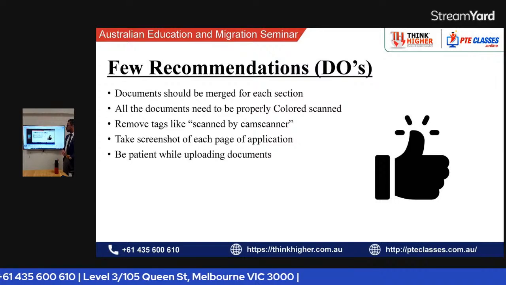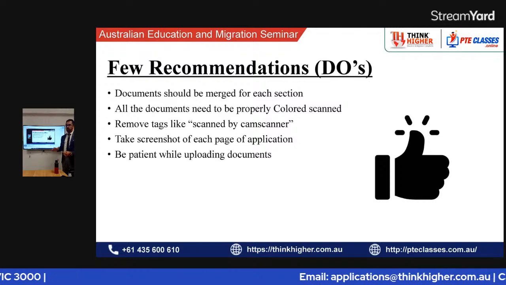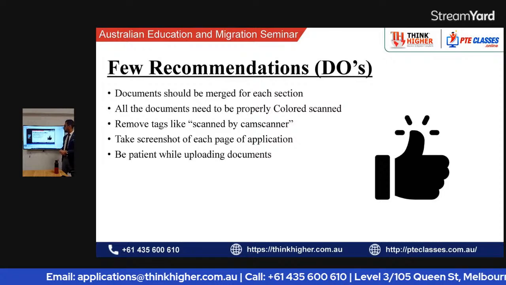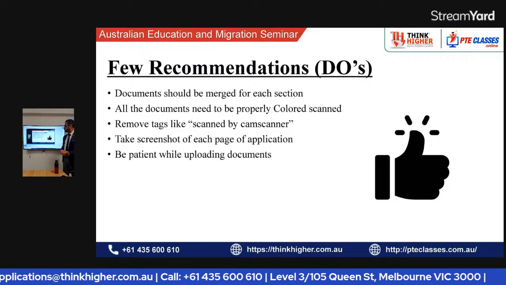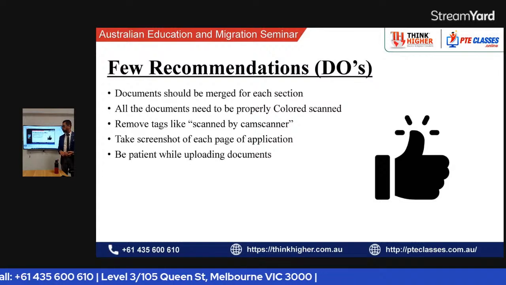Then all documents need to be properly colored scans. Generally we ask for 300 DPI, but if it's more than that, that's fine. But there is a file size limit of 5 MB, not more than that. Remove tags like "scanned by CamScanner", because lots of people use CamScanner, so just remove the tag which comes at the bottom.